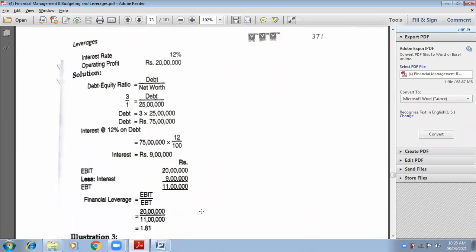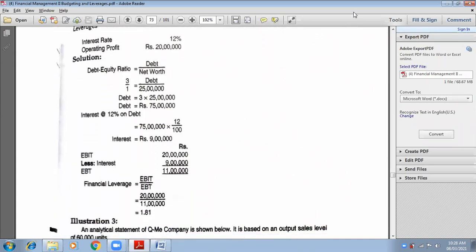Come on, solve it. I'm giving you 2 minutes to solve. This is degree of financial leverage. They are asking you to calculate degree of financial leverage. Done? Now sum number 3.